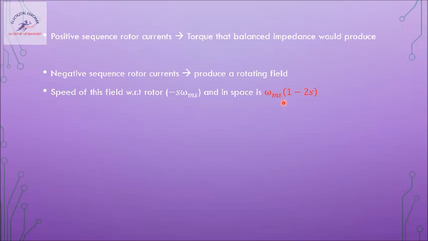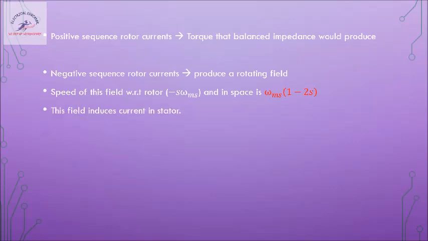This omega ms term is nothing but the synchronous speed, and this is the same as omega ms into (1 minus s), which is used to calculate the speed of the rotor. But here the term 2s is because of this negative sequence.